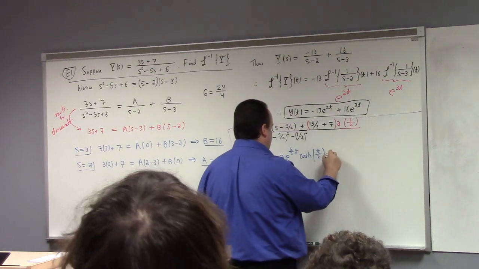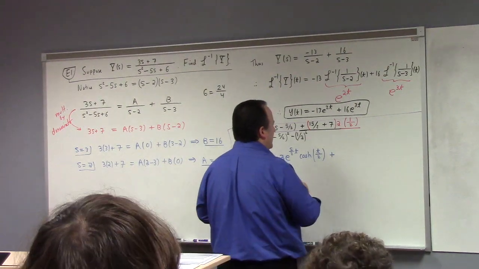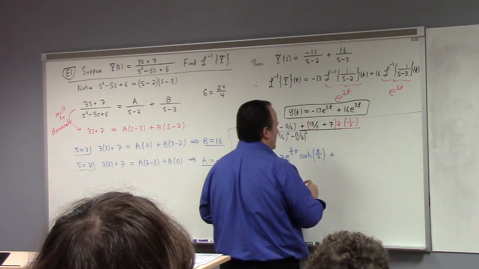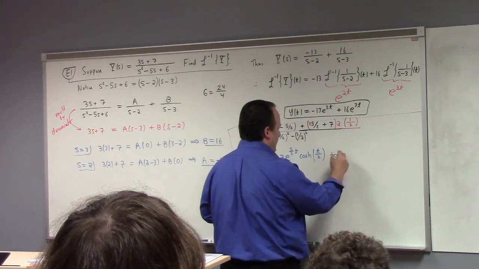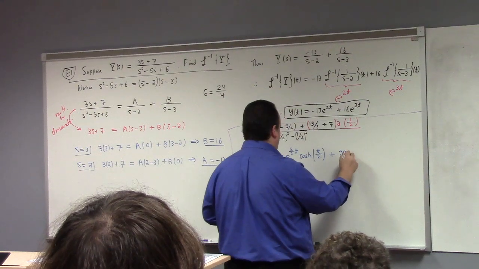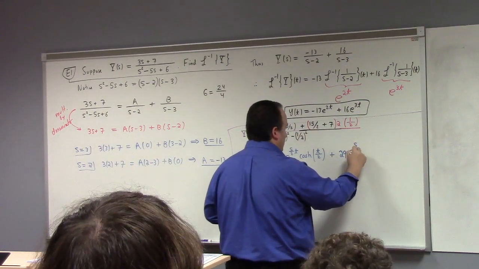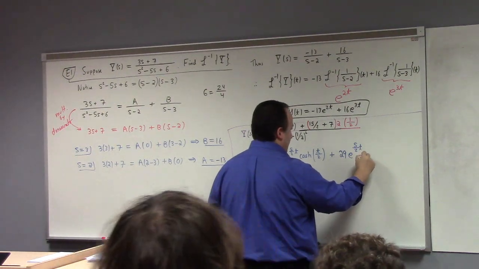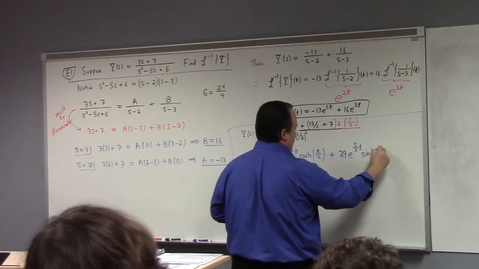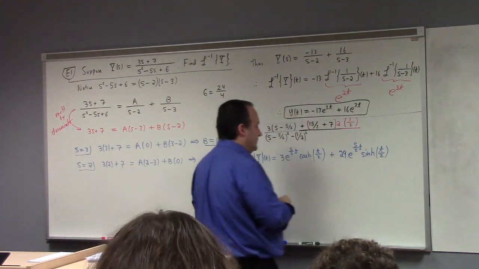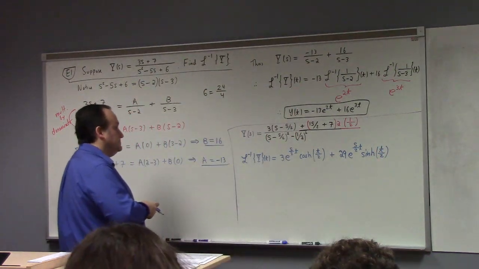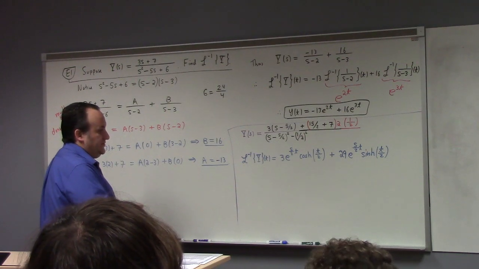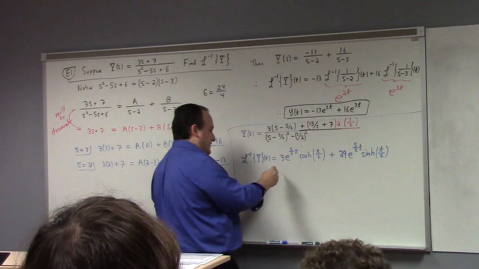And then plus 29 e to the 5 over 2 t hyperbolic sinh of t over 2. Which, of course, we could simplify.